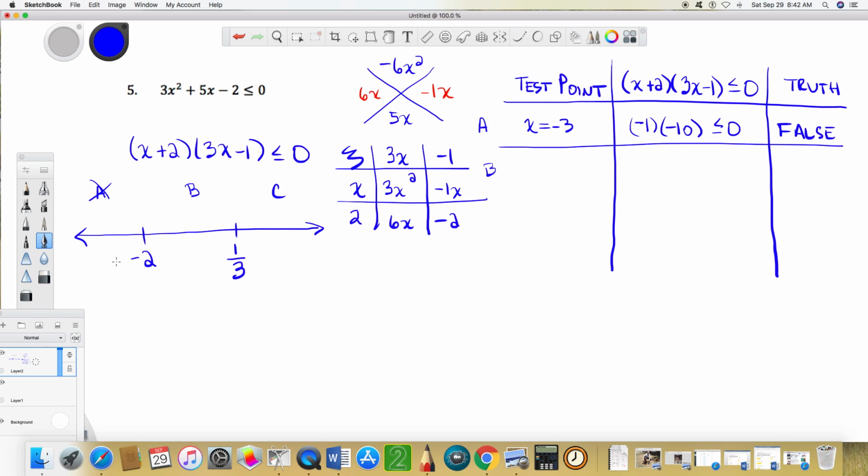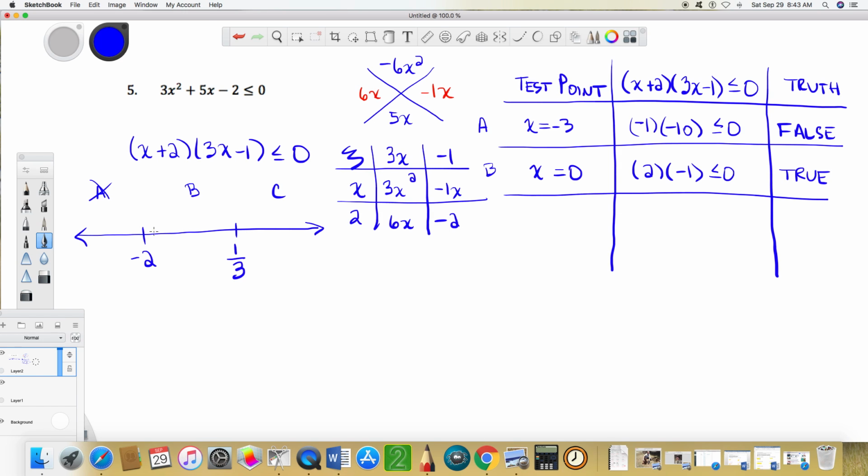A nice test point that is between negative 2 and positive 1/3 is 0. If I replace x with 0, I have 2. 3 times 0 is 0, and negative 1. Positive 2 times negative 1 is negative, and negative numbers are less than or equal to 0. That's a true statement, so I'm going to shade in that region.